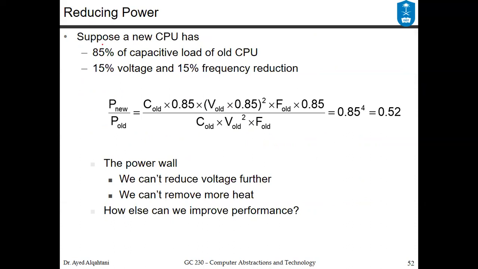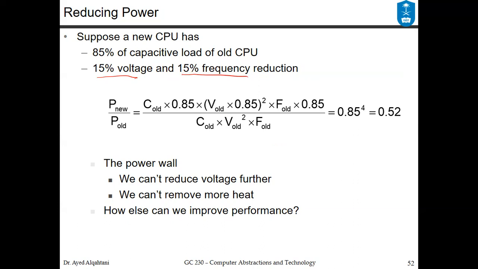Now, to reduce the power, this is a quick example. Suppose a new CPU has 85% of the capacitive load of the old CPU, and it has 15% voltage and 15% frequency reduction. So that's the amount of reduction, meaning that the new voltage is 85% of the old voltage, and similarly for the frequency.